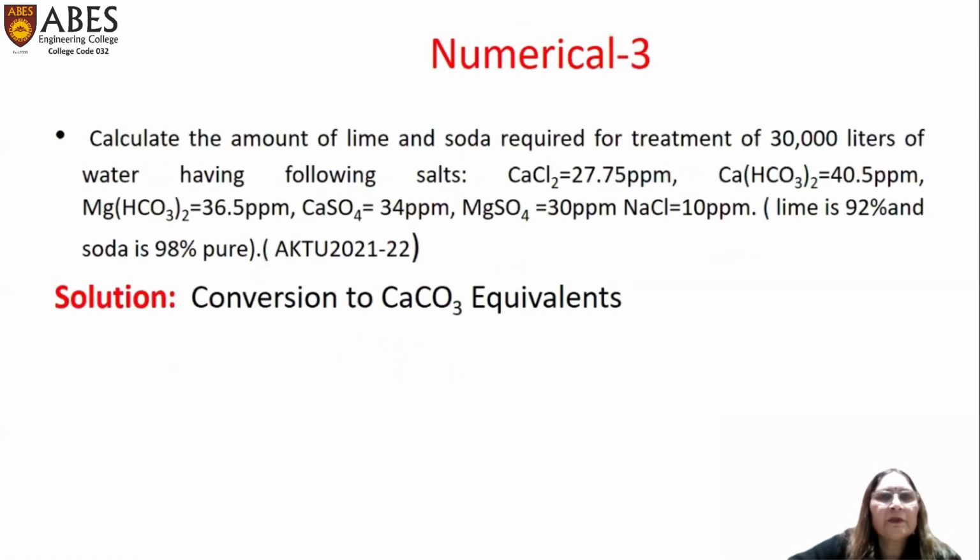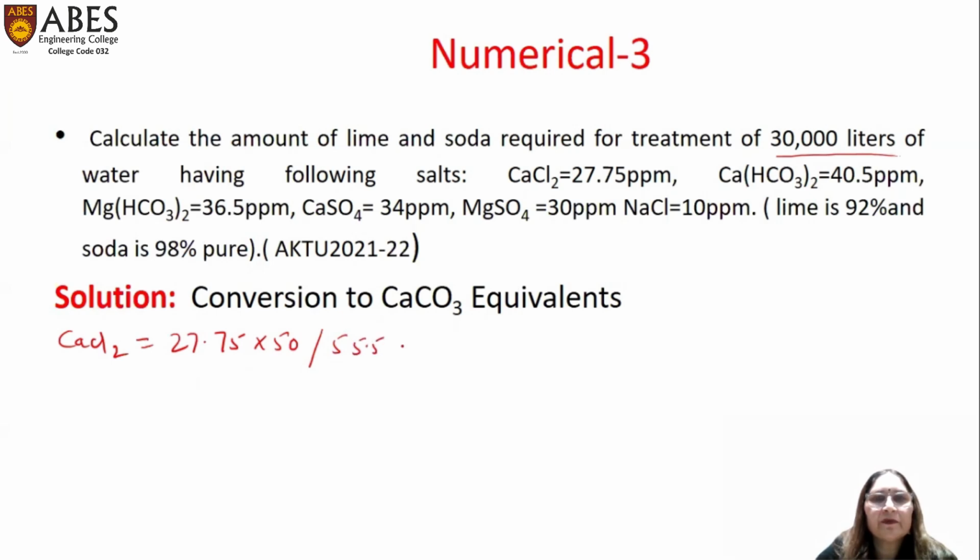Now next, numerical number 3. Calculate the amount of lime and soda required for the treatment of 30,000 liters of water. That is the volume of water, having the following salts: calcium chloride 27.75, converted into calcium carbonate equivalent, into 50 divided by 55.5, is 25 calcium carbonate equivalent.